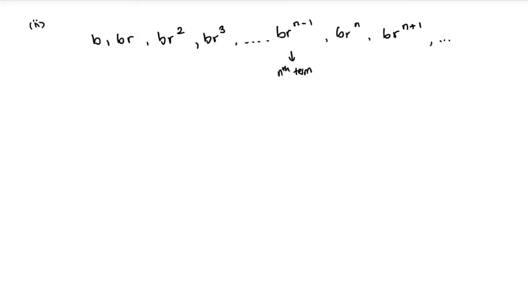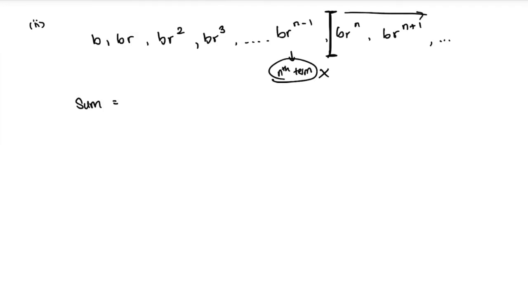All you need to do is to find the sum of anything that comes after the nth term. So it will be from here onwards. Your nth term over here is actually not going to be included. So that means it's going to be from br to the power of n all the way until infinity.